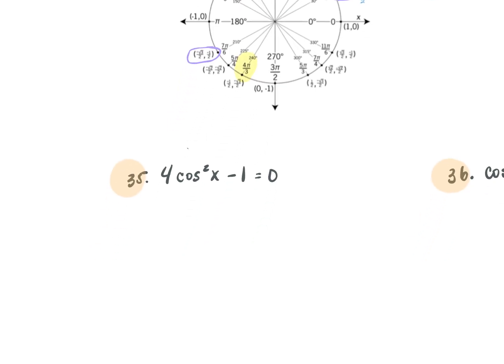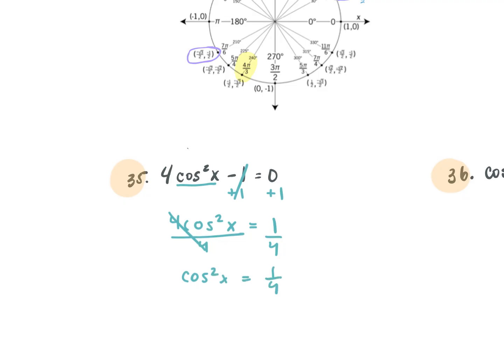So we always want to isolate our trig function, get the trig function all by itself. So what should we move to the other side first? So let's add 1. We'll move it to the other side. So 4 cosine squared is equal to 1. Then what? Divide by 4. So cosine squared is equal to 1/4.